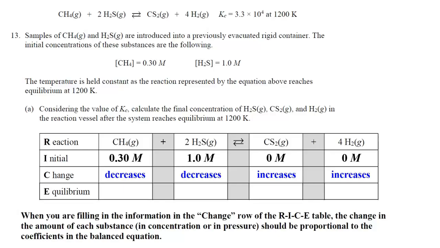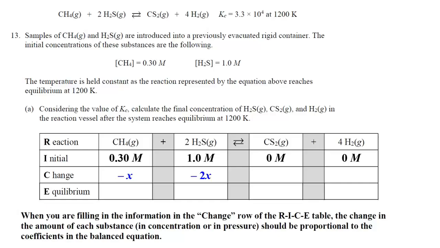But now what I'm going to do is write the change row of the rice table in terms of the variable x. So I have minus x for CH4 because its coefficient is 1. And since the coefficient of H2S is 2, I'm going to write minus 2x. Again, those are the concentrations that should decrease. So minus x and minus 2x. Remember that when you're filling in the change row of the rice table, the change in the amount of each substance in concentration or pressure should be proportional to the coefficients in the balanced equation.